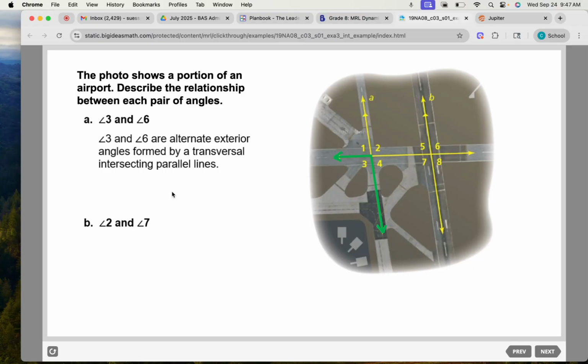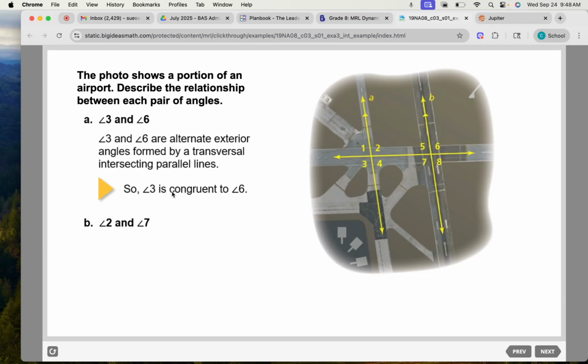Alternate, write that down. This is example 4A, question mark? Example 3. No, example 3A, thank you. Alternate exterior angles. 3 and 6 are alternate exterior angles. You see the pretty green arrows that we put on there? Helps you show you the angles we're looking at. Any questions?